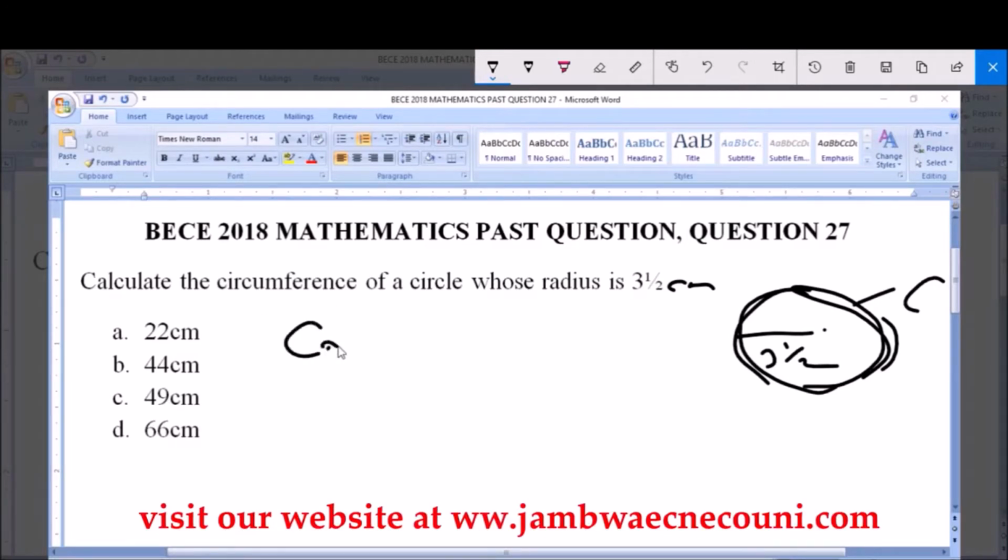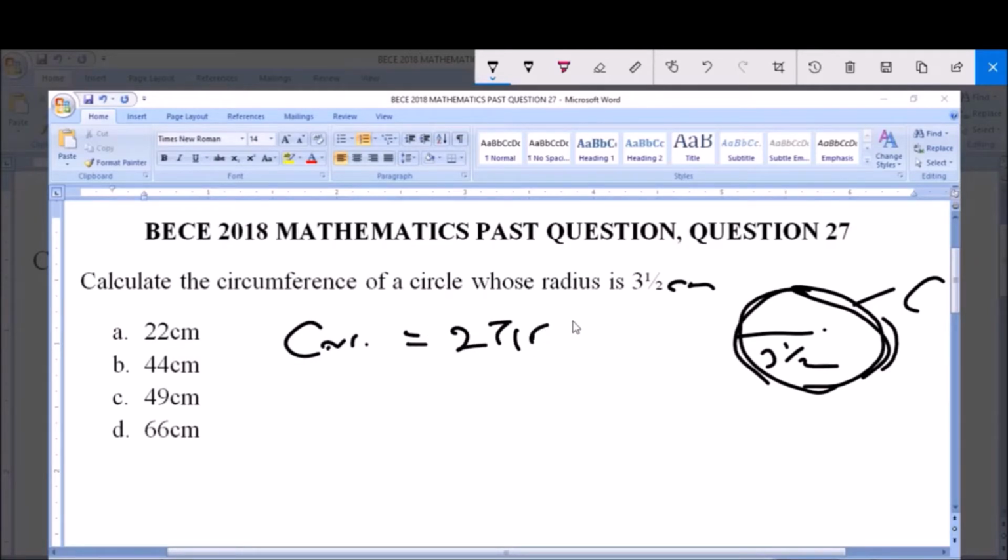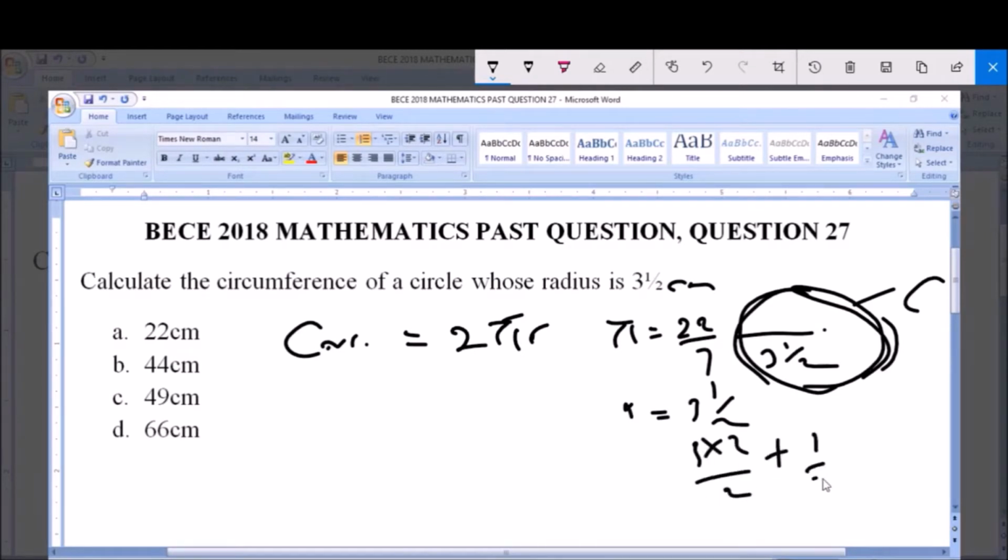Now circumference of a circle is given as 2 pi r. That is 2 multiplied by pi multiplied by the radius of the circle. And pi is equal to 22 over 7, and r, which is our radius, is given to us as 3 whole number 1 over 2. Now let's convert this to an improper fraction. Remember, this is a mixed number, so to an improper fraction we have 3 times 2 all over 2 plus 1 all over 2, and this is equals to what?